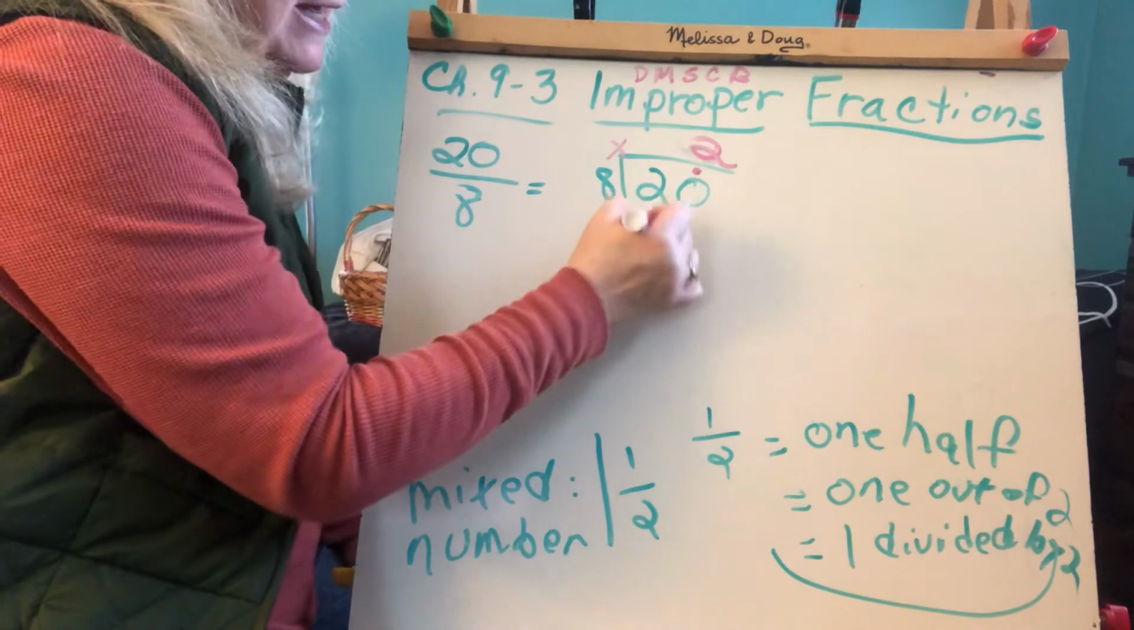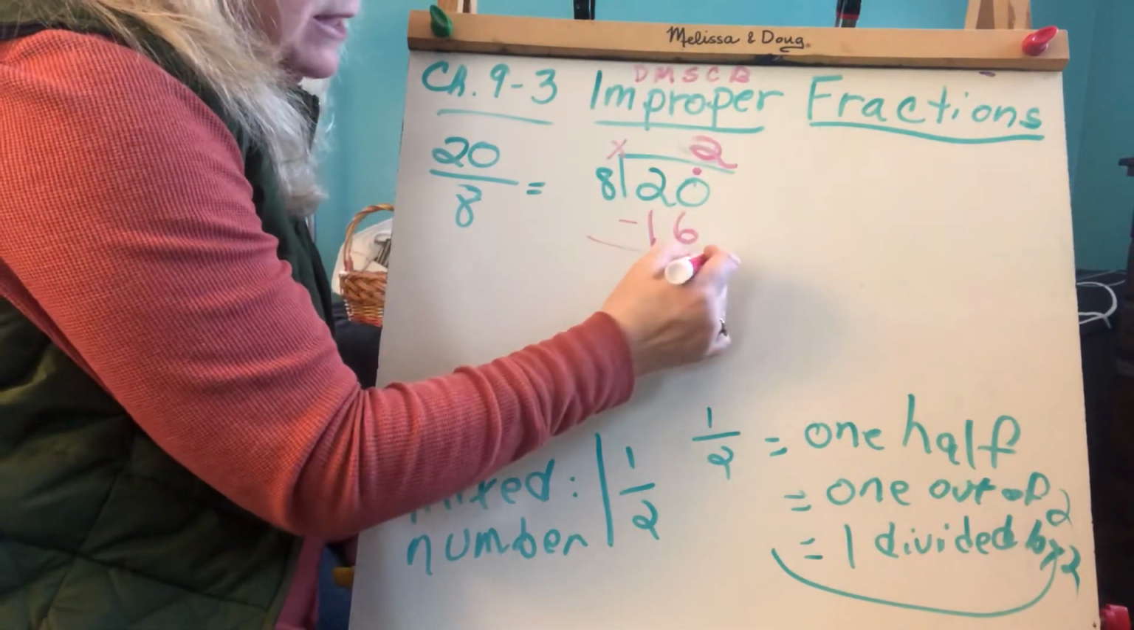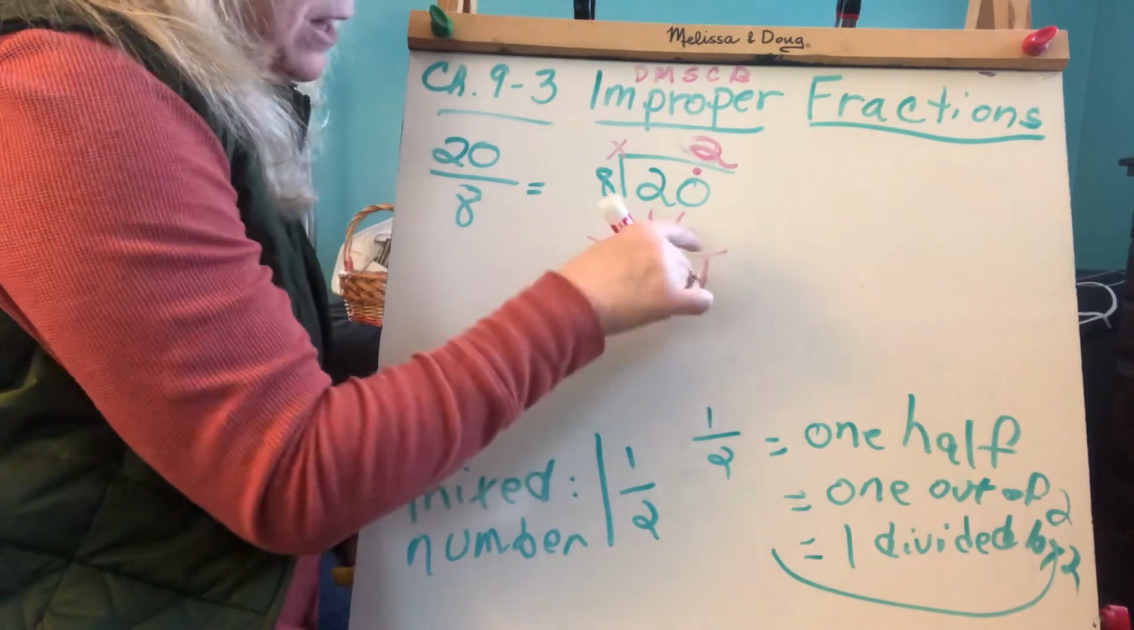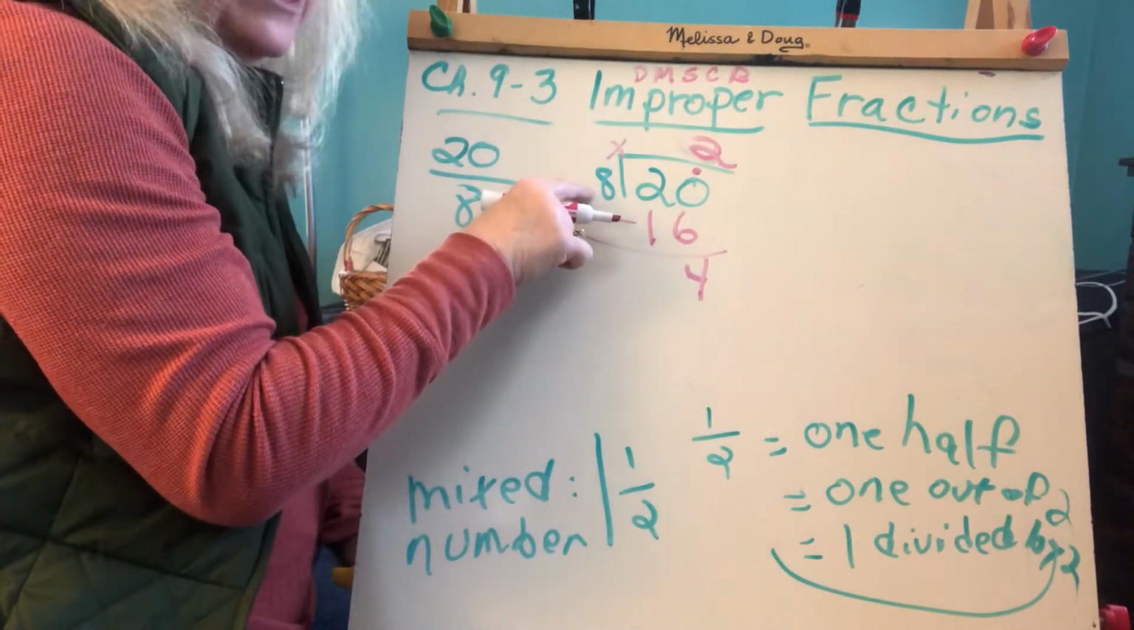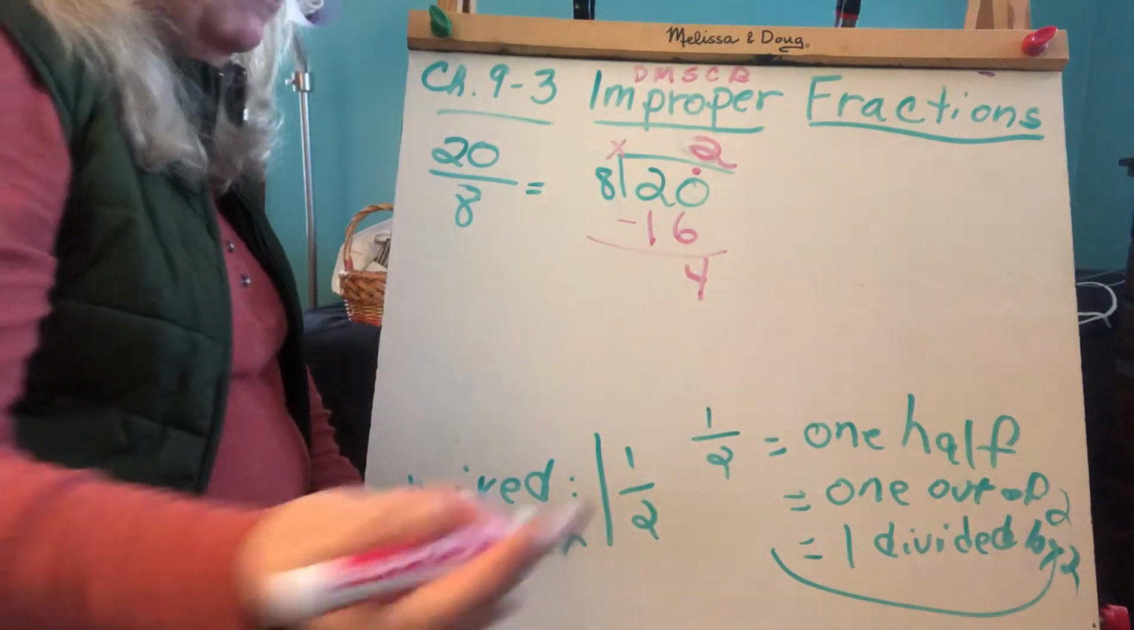Multiply. 2 times 8 is 16. Subtract. 20 minus 16 is 4. Compare. Is 4 smaller than 8? Yes, it is. So I could bring down, but I don't have anything to bring down.